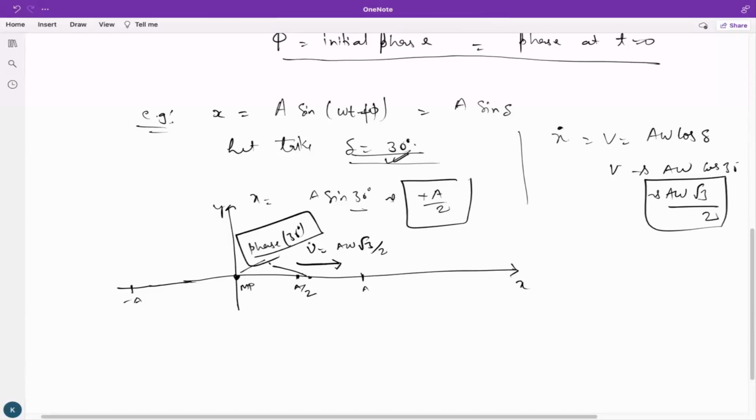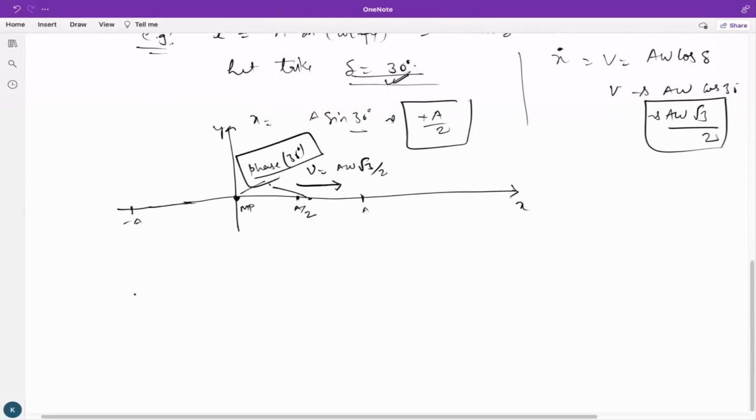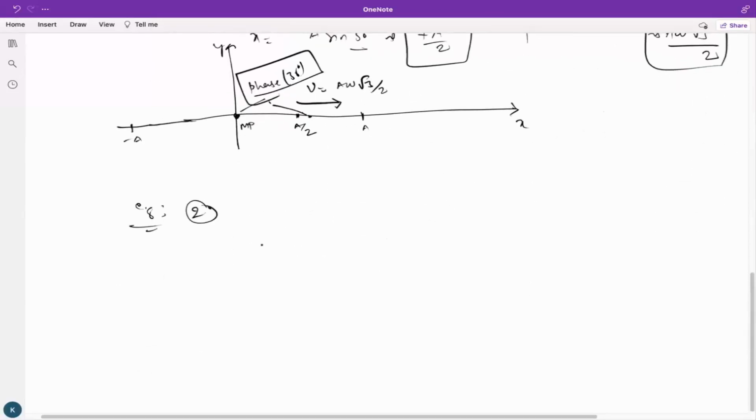Now let's take its reverse. Okay, so let me take the next example so you can reversibly connect it, right? So here x is given as a function of something like a sine of omega t plus phi, and here the del is given, right? So now you have to find what is the value of del, and here x is given as a root 3 by 2, and you have to find the value of del and v.